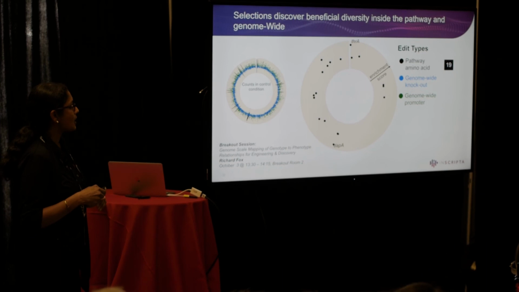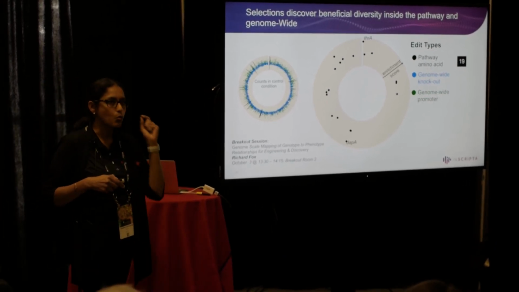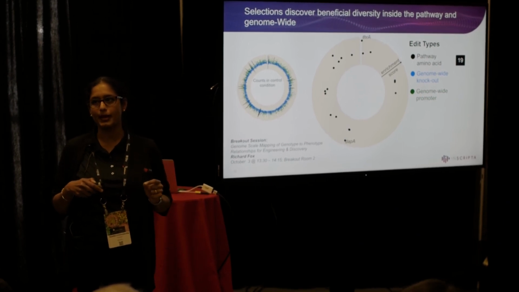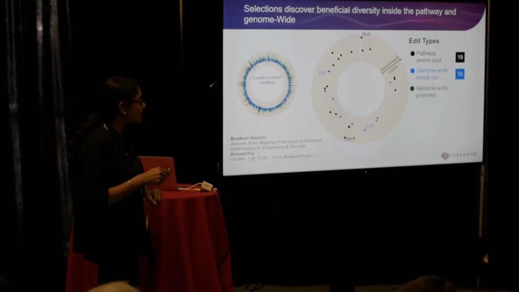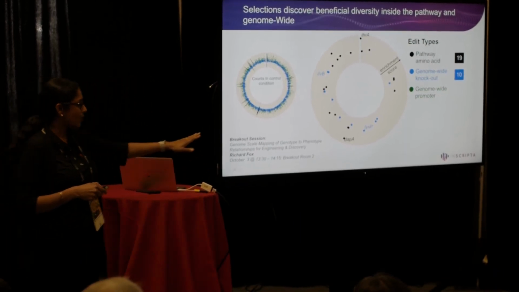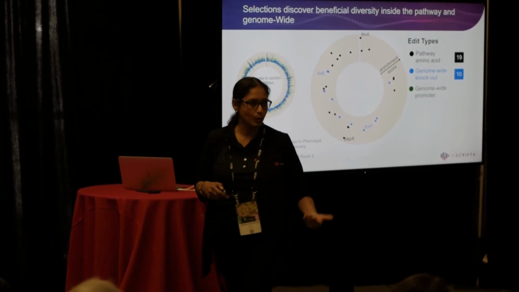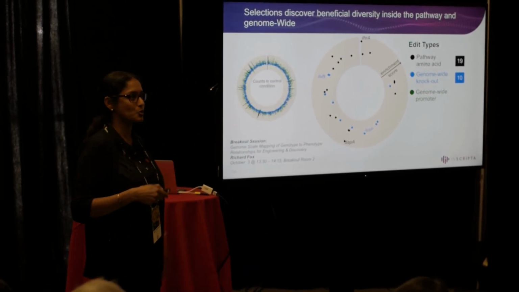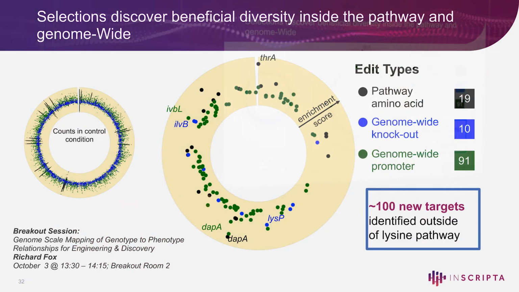The black dots are the pathway amino acid saturation mutagenesis. So there was at least one hit in every enzyme of the pathway of lysine biosynthesis that enriched under toxin selection. We found some more with genome-wide knockout. And one of the things I would like to point out here is lysP. It is a transporter of lysine, and I'll come back to why I talk about it now. And then you have 100 new targets that we identified that are outside of the lysine pathway.